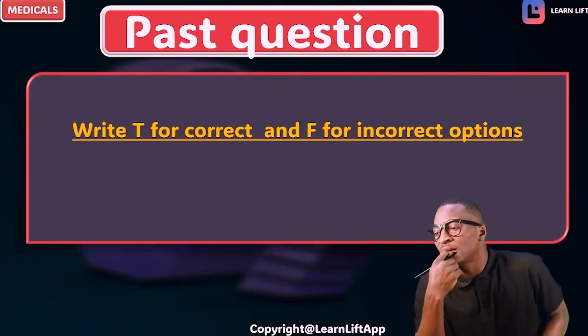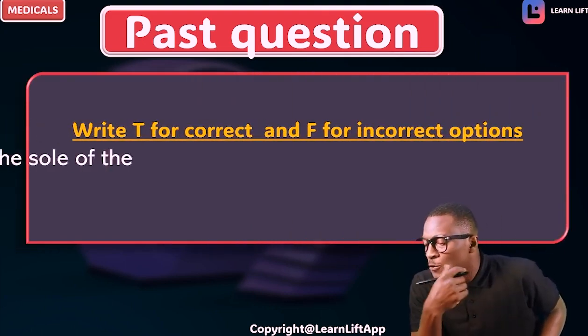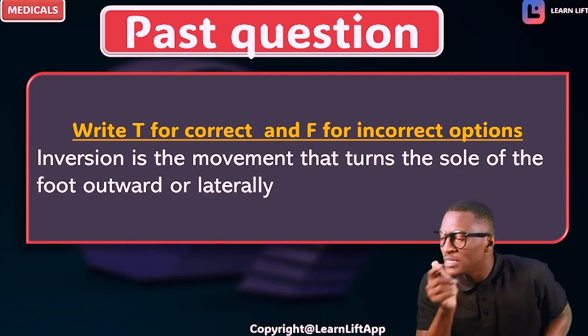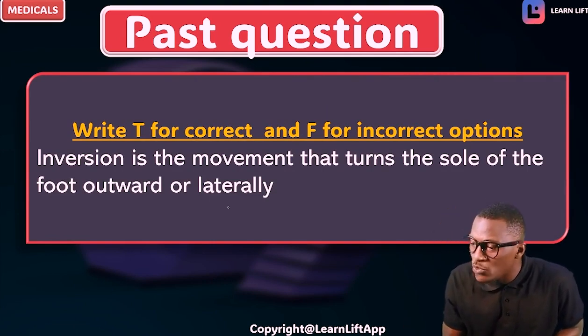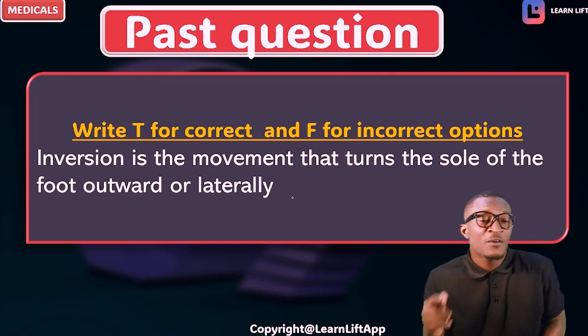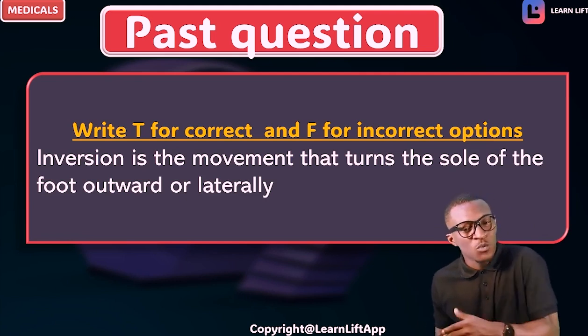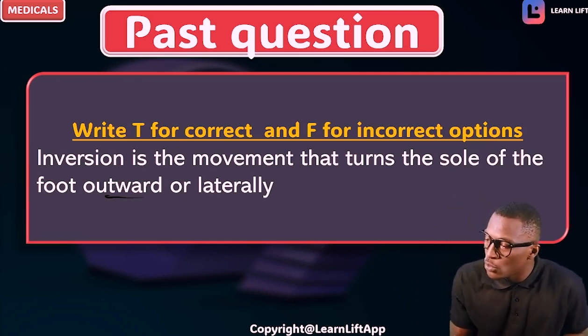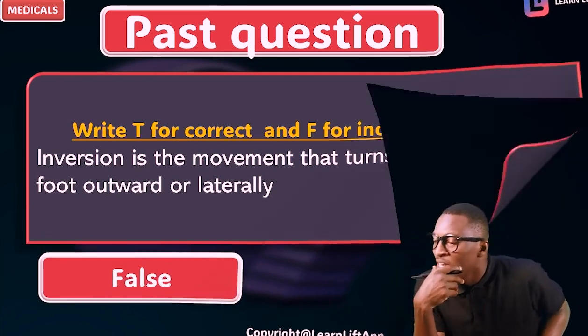The past question says, write T for true, F for false. The question says that inversion is a movement that turns the sole of the foot outward, lateral. Inversion, is that correct? Inversion, is it inward or outward? It is inward. But this one says outward, or what? Lateral. This is what? False. Of course. Let's take another question.